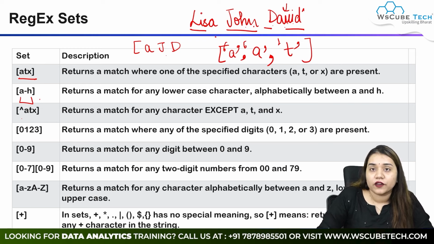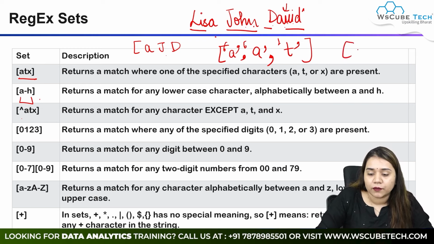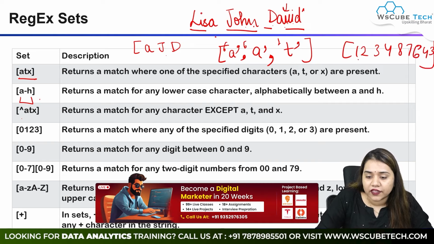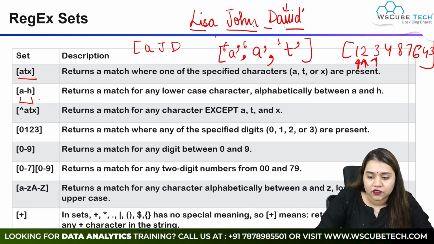It will return 0, 1, 2, 3. Suppose you have a number like this: 1, 2, 3, 4, 8, 7, 6, 4, 3. In this case, what will you get? You will get 1, you will get 2, you will get 3, you will not get 4, you will get 3 again. So 1, 2, 3, 3 are the values that you will obtain in this case.